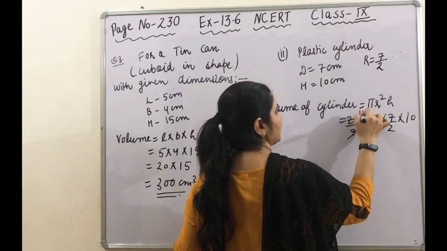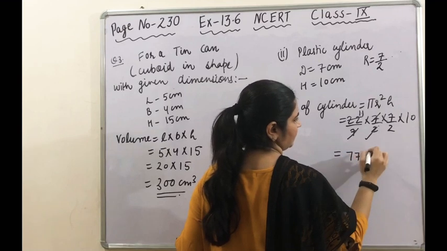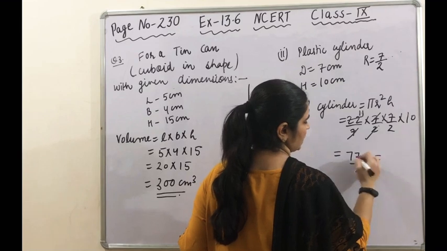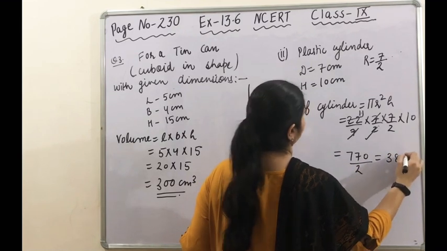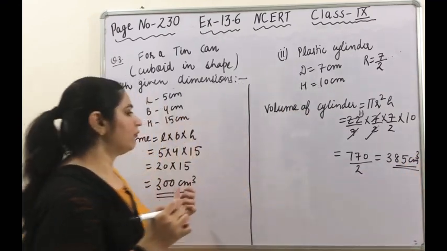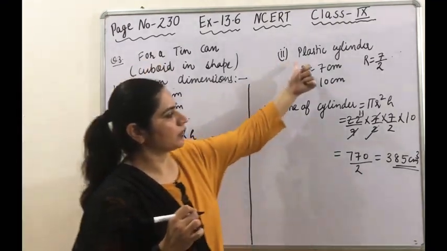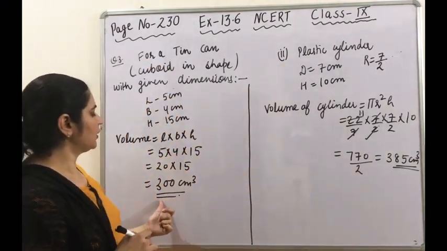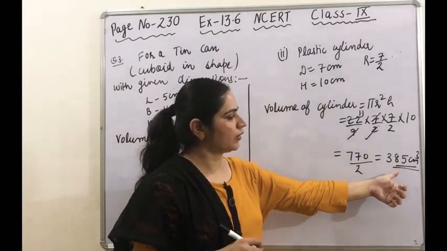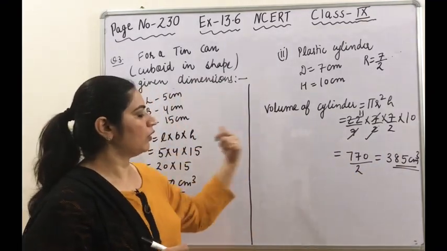2 11s are 22, 11 7s are 77, into 10 by 2, which is equal to 385 centimeter cube. The question was to compare both the volumes of the tin can and the plastic can. Volume of the first one is 300 centimeter cube, whereas volume of the second one is 385 centimeter cube.